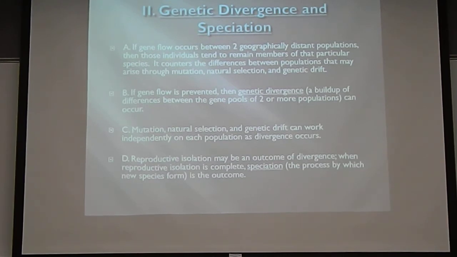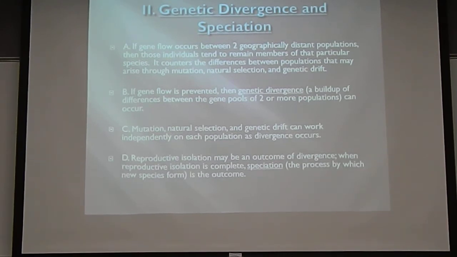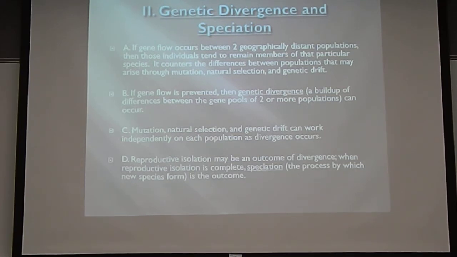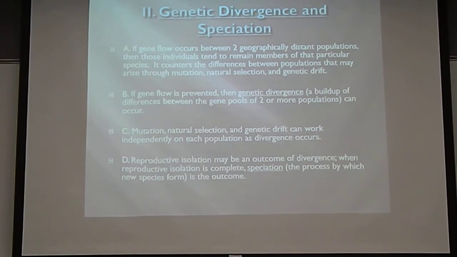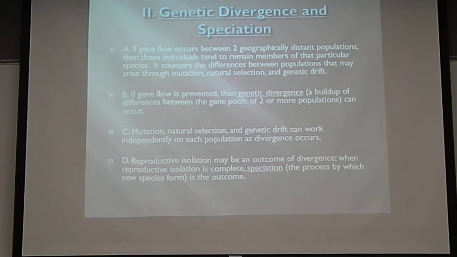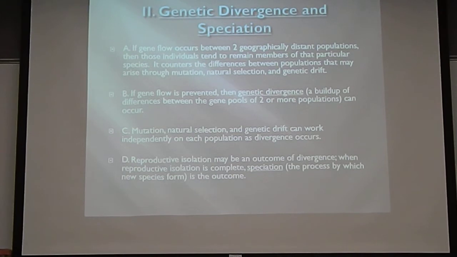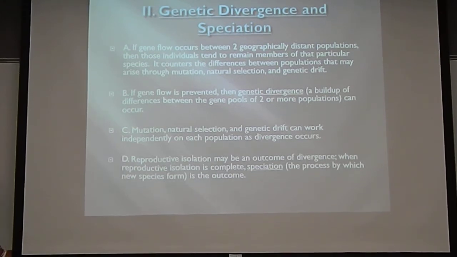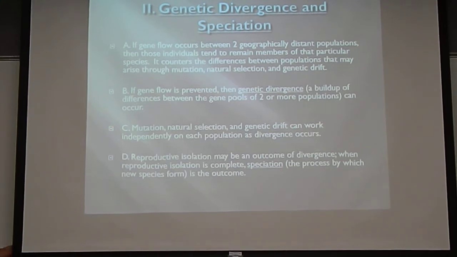So, genetic divergence. This is the way most species are formed. Over long periods of time, you have two populations that are separated by some sort of barrier, a geographical barrier, most of the time. These individuals tend to remain members of the particular species if gene flow is allowed through those populations.